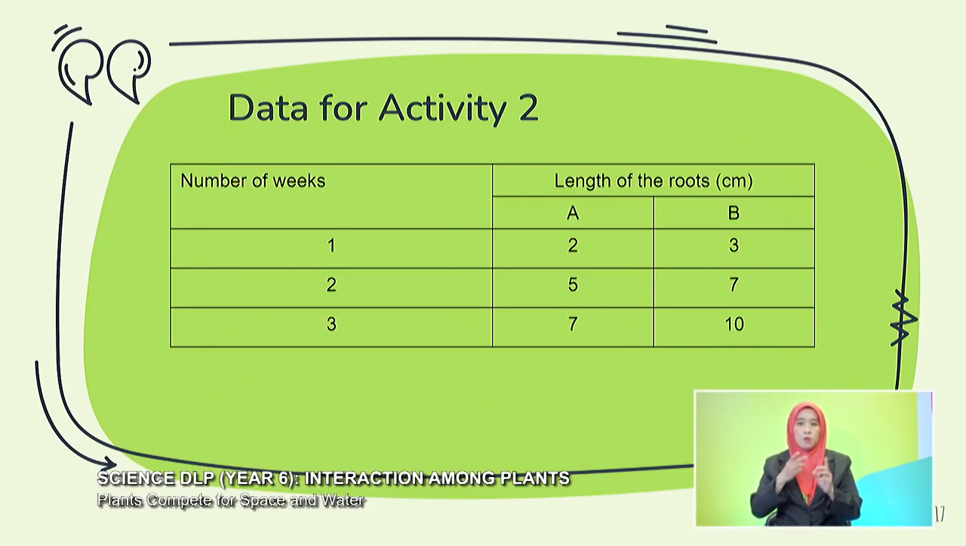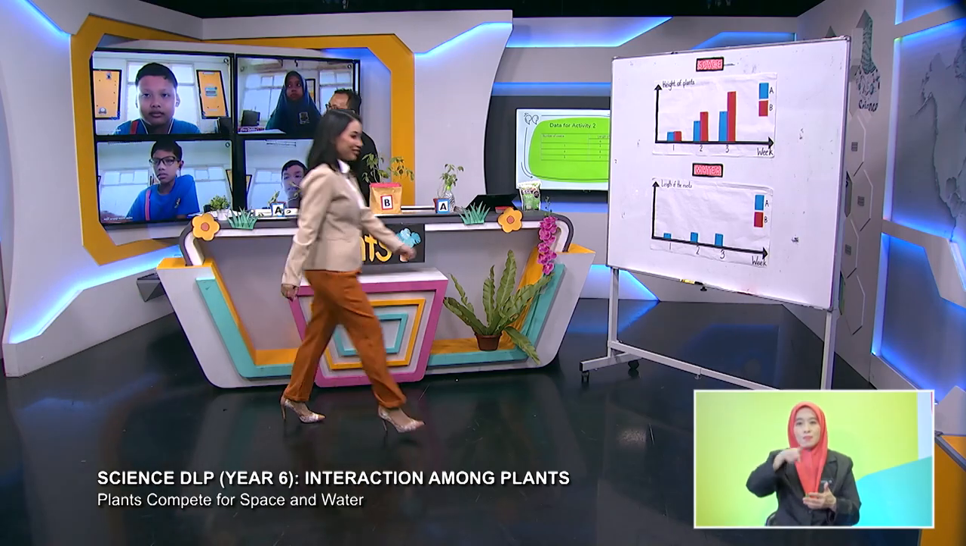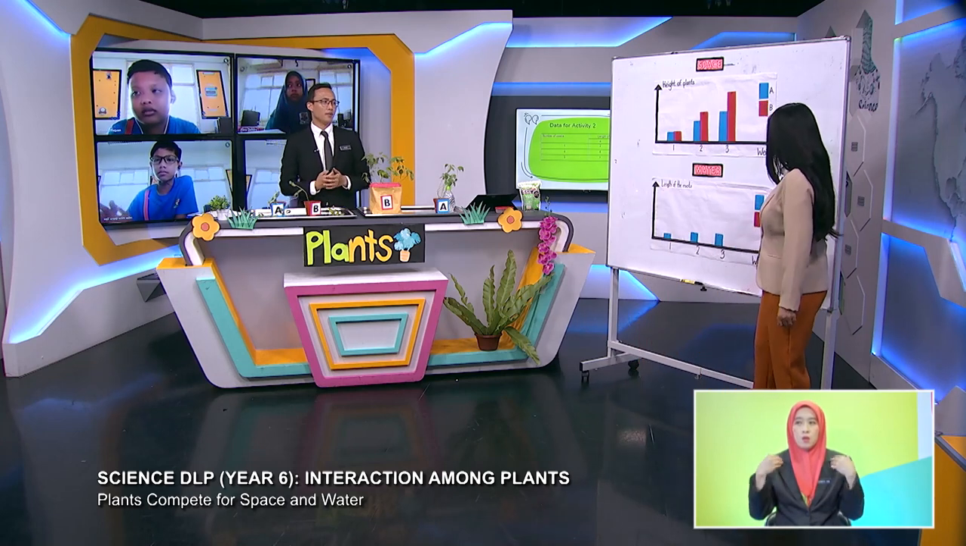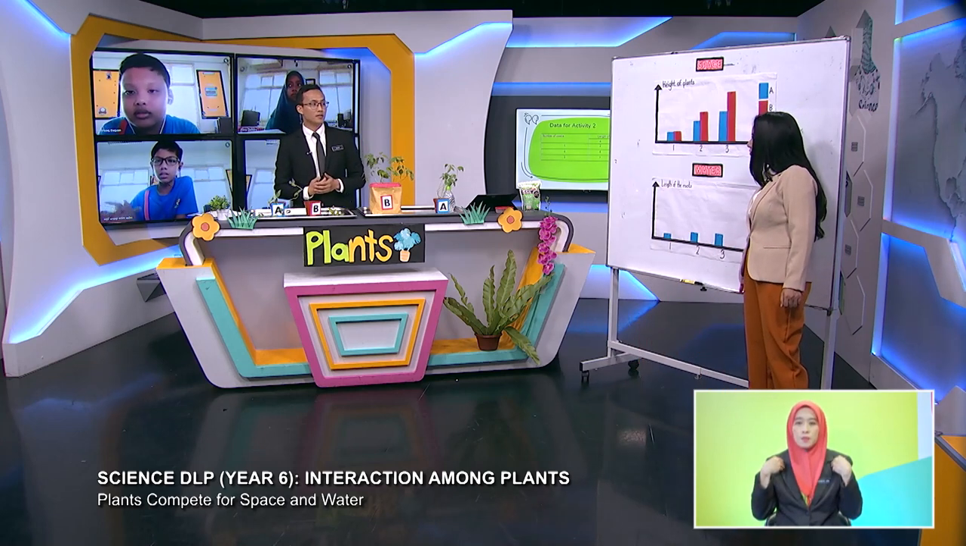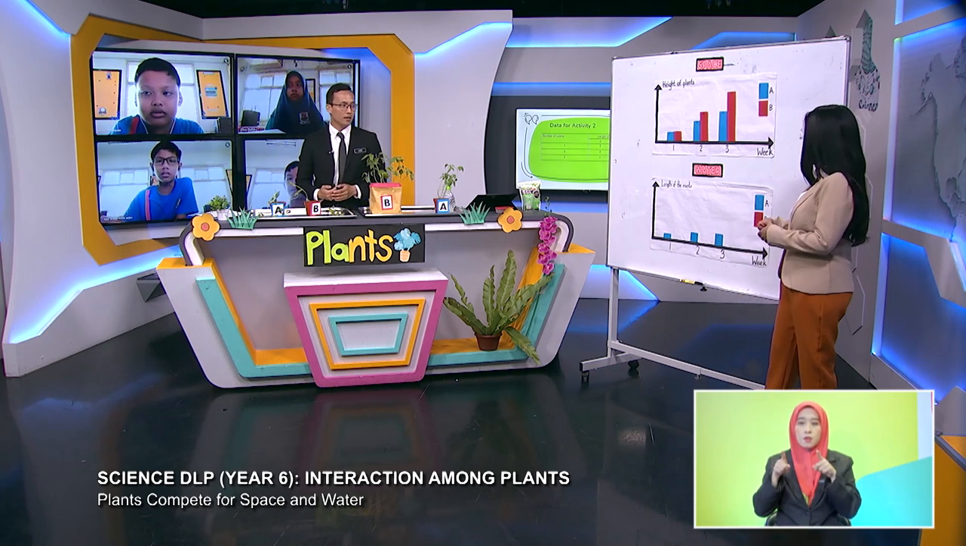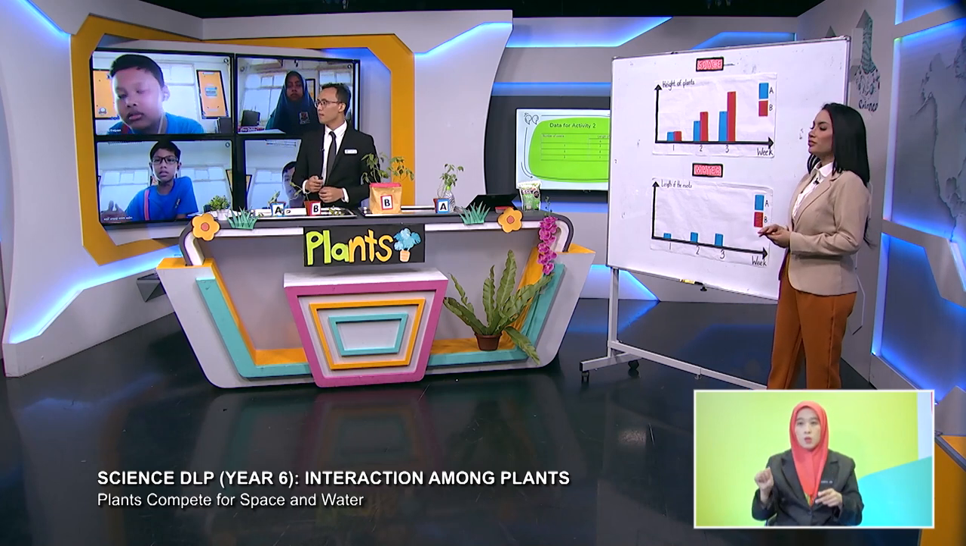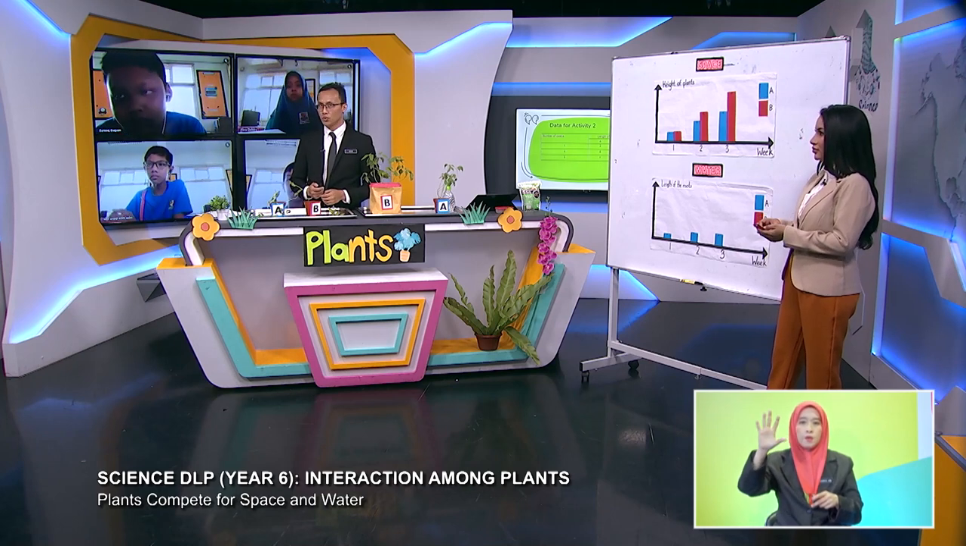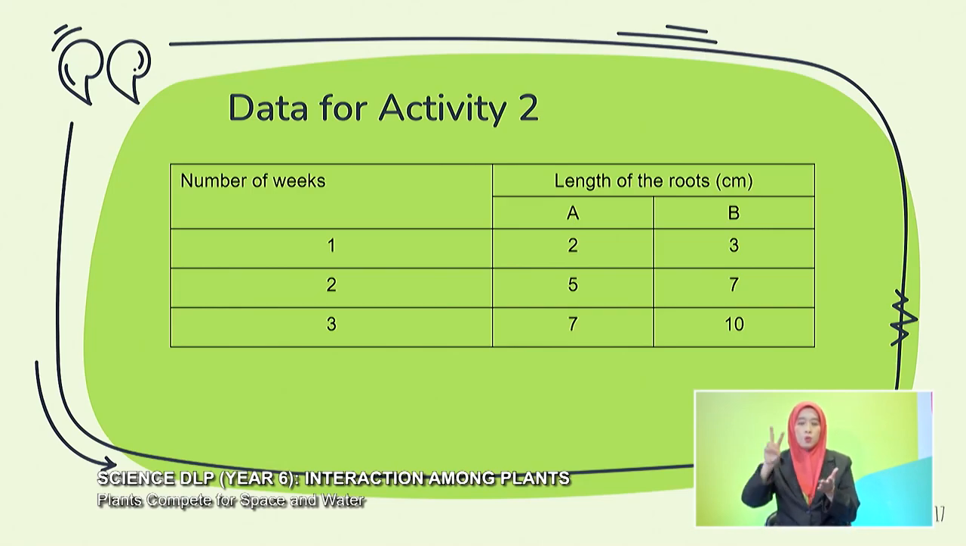All right. So Shafika, you need me over there. Yes, I'll go straight over there. As you can see, I've already plotted out the findings for A, which is 2 cm for week number 1, 5 cm for week number 2, and also 7 cm for week number 3. So this is for pot A.